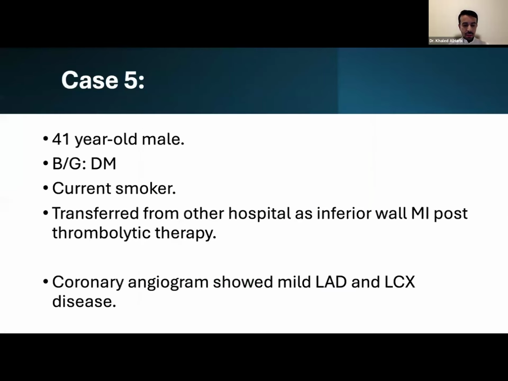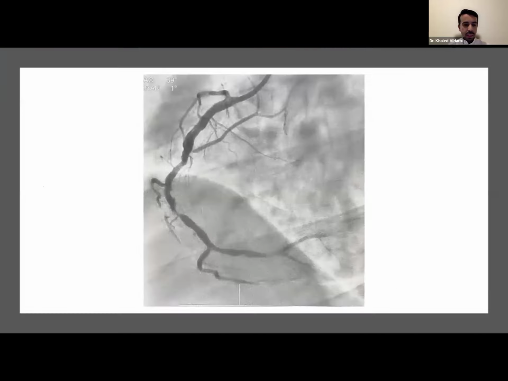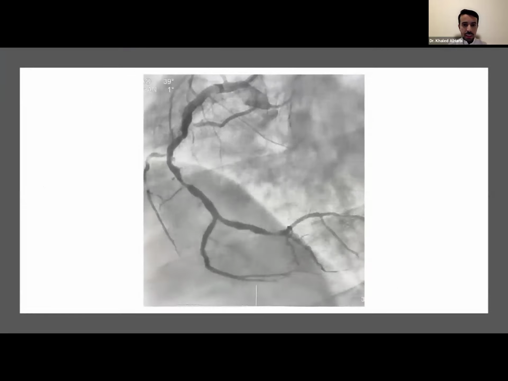I think this is my last case. So this is a 41-year-old male. He had a background history of uncontrolled diabetes. He is a current smoker, and he was transferred from another peripheral hospital with inferior wall MI post-thrombolytic therapy. His angiogram showed unobstructed LAD and LCX disease, and he came to the cath lab for RCA PCI.